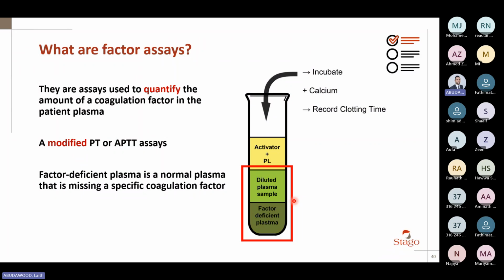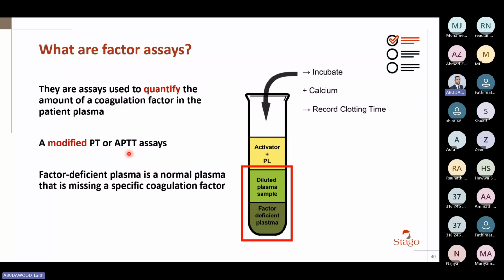The second difference is that for the factor assay, on top of my diluted patient plasma, I add something called factor deficient plasma. In your regular PT APTT, you don't add anything. You just add your plasma, which happens inside the machine, and we add our reagent on top, which will be the PT reagent or the APTT reagent plus calcium chloride. So these are the two main differences between PT and APTT and the factor assay principle.